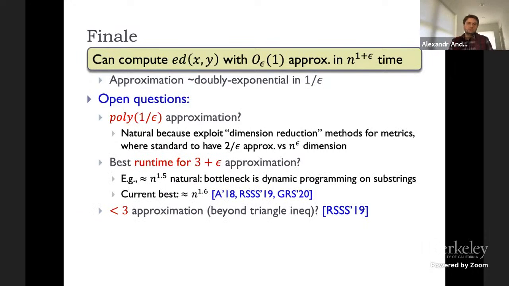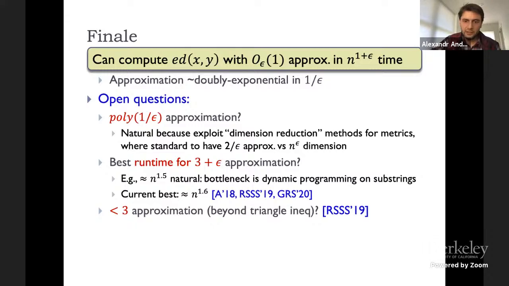So it would be natural to have this kind of trade-off for computing the distance as well. Another way to reformulate the question is to ask: what is the smallest approximation that we can get in sub-quadratic time? At the moment, the best we know is 3 plus epsilon. We don't know the best runtime for 3 plus epsilon. The current best is something like n to 1.6. I think that n to 1.5 is natural. I should mention this n to 1.6 is by Goldenberg, Rubinstein, and Saha, Barna, our host.